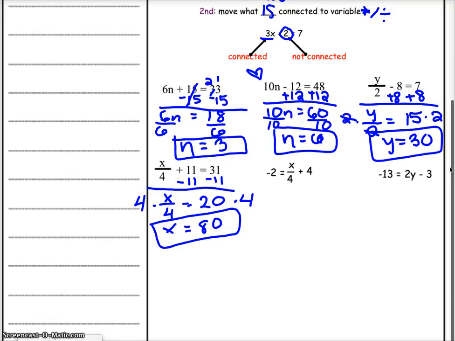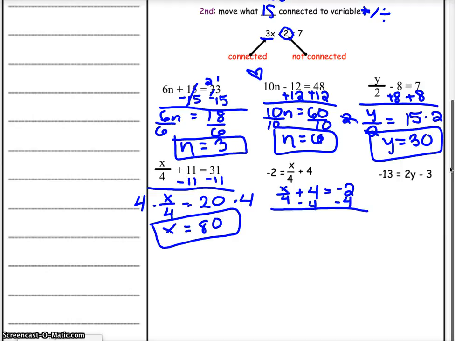Okay, the next one's slightly more rigorous. So you get x over 4 plus 4 is negative 2. You can flip that right away if you want, because equality is commutative, so it doesn't matter which side. So I typically flip it. I like my variable on the left. You don't have to if you don't want to. Minus 4.